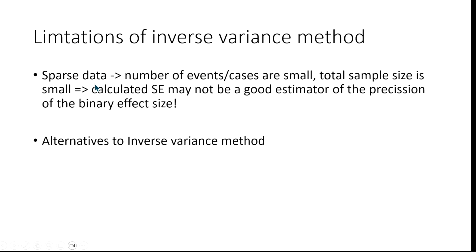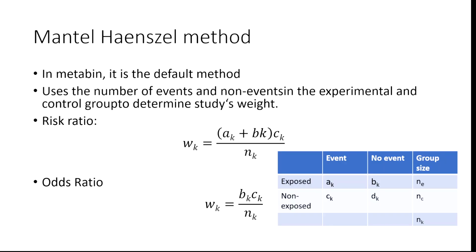The limitation of the inverse variance method is that if the data is sparse, or if the number of events is small and the total sample size is small, so that means you may have 0 cases, the standard error may not be estimated for the precision of the binary effect size. In that case, you have to find alternatives to the inverse variance method. There are other methods, so we'll not go into the other methods.